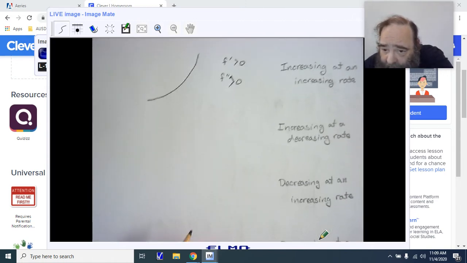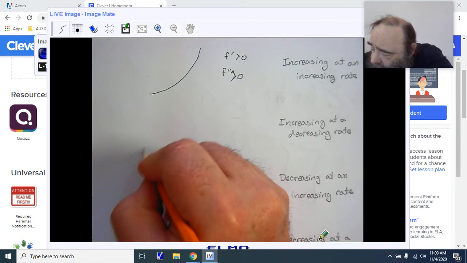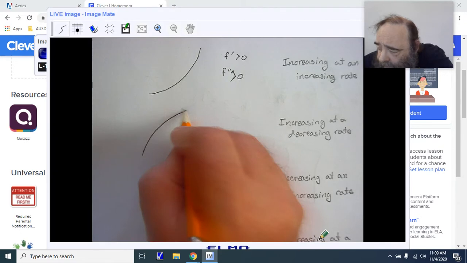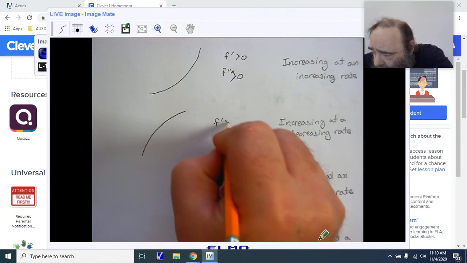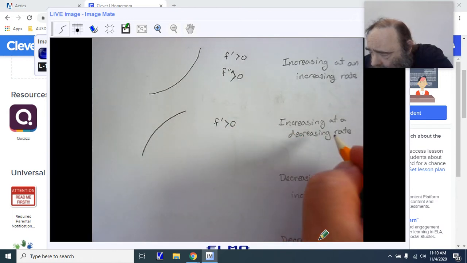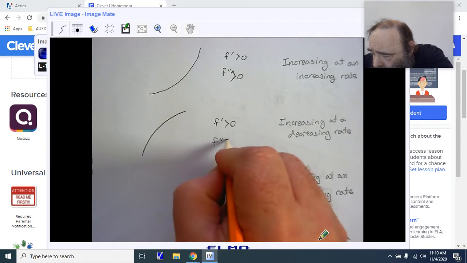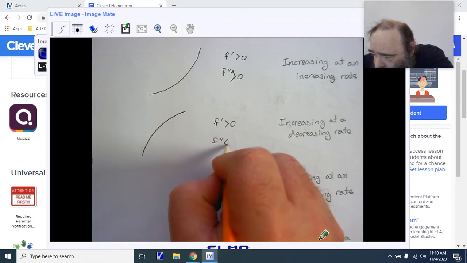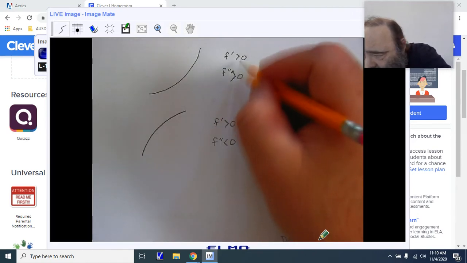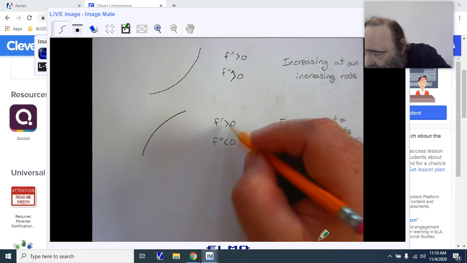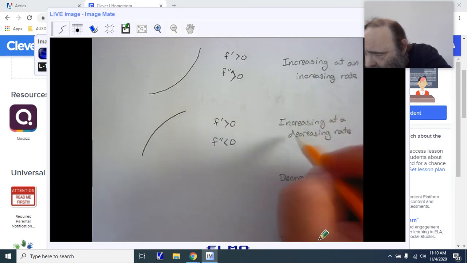The second of our four suspects is increasing at a decreasing rate. Increasing at a decreasing rate, we're now still talking about f prime being greater than 0 for the word increasing. But at a decreasing rate, we now have f double prime less than 0. Now, notice that this is an increasing speed requirement, and this is a decreasing speed requirement, and that refers to what's happening to the rate.